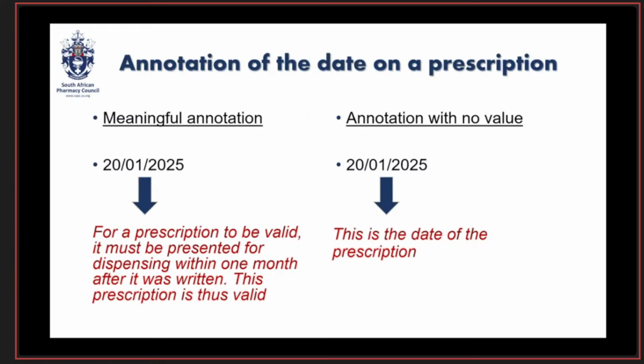So then you will tell the assessor, this is the date. For a prescription to be valid, it must be presented within 1 month after it was written. So therefore, this prescription is valid. And if you compare the two, you can clearly see the one is just a label, this is the date, and the other one gives justification and meaning for the identification of the date.